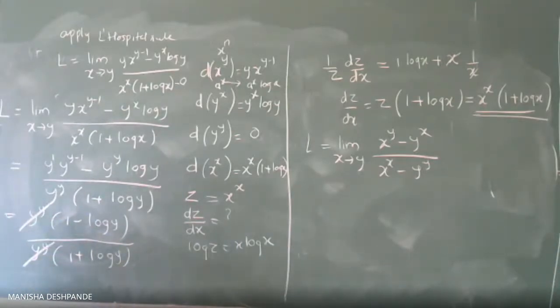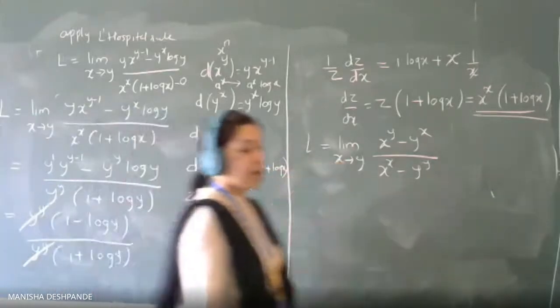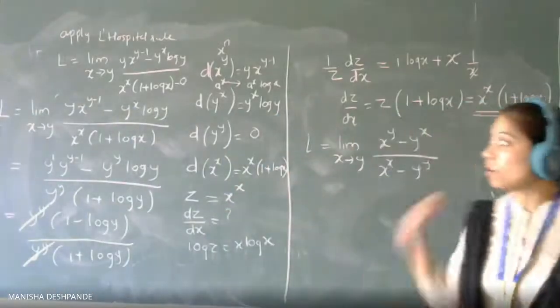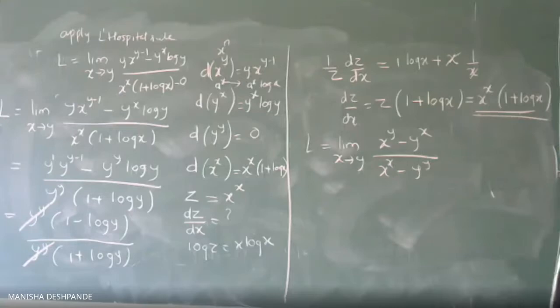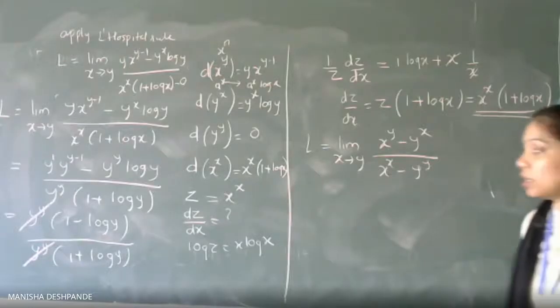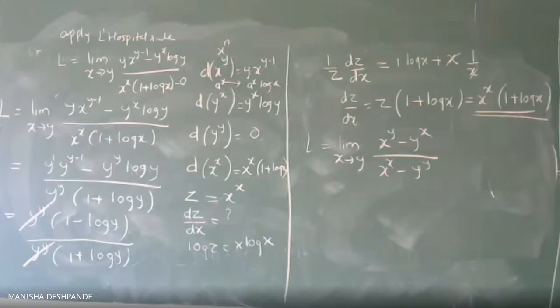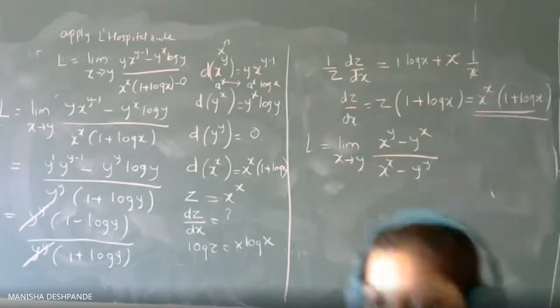Clear, everyone? It seemed so difficult when we started and it was 0 by 0 form. But then we saw applying L'Hospital rule, it's quite simple. This is one of the favorite questions in your MCQ exam as well as in theory. So please see to it that you have understood this. Okay? Fine?